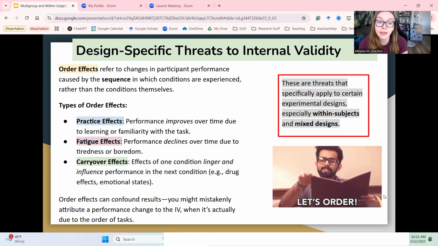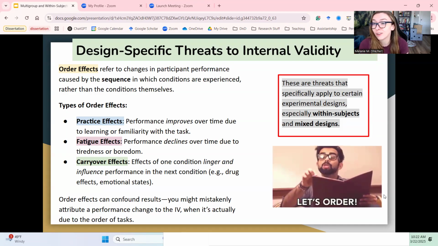And if you let them leave and go home, a lot of them are going to look up the correct answers or practice. There are lots of different things that can go wrong. It means that their results might show improvement, but it's not actually because of your manipulated variable. It's because they've learned how to take the test. That's really bad, and it can lead to false conclusions.